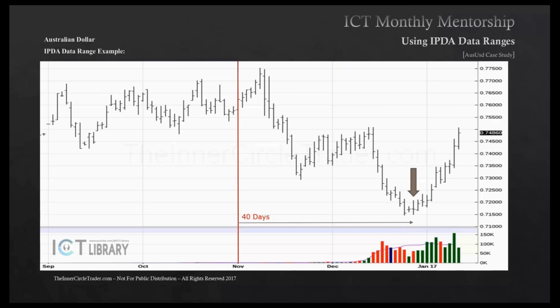But the point is the IPDA data ranges give you a means of looking back 20, 40, and 60 days from specific days and specific price points, because then you'll know what stops they're going to be reaching for above an old high and below an old low. It's not just, well, I'm looking for the most recent obvious high and low. No, it's not like that at all.